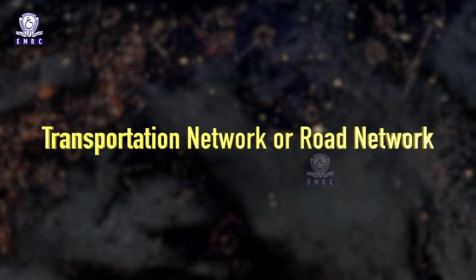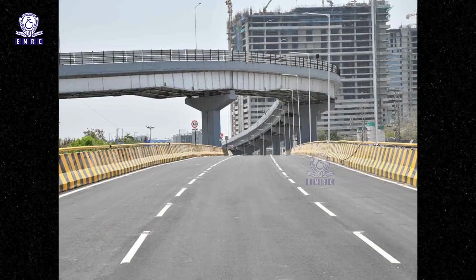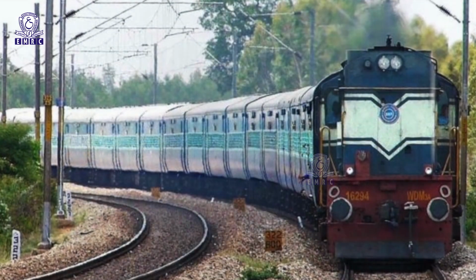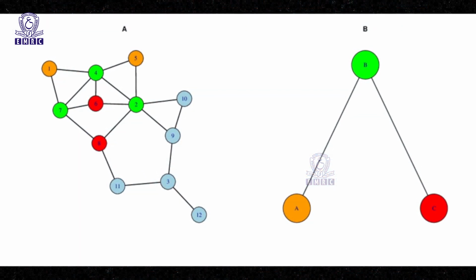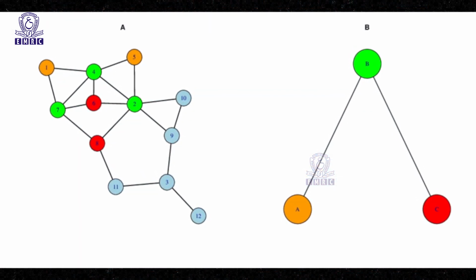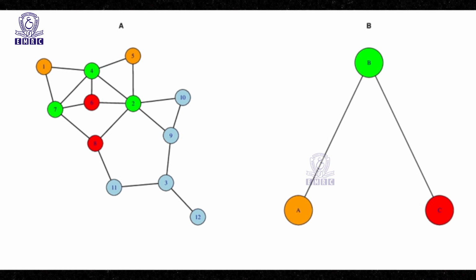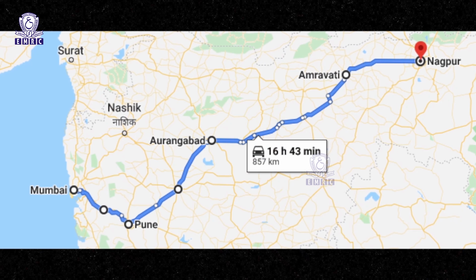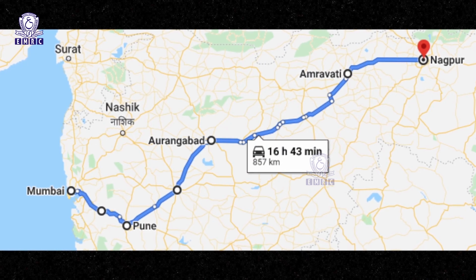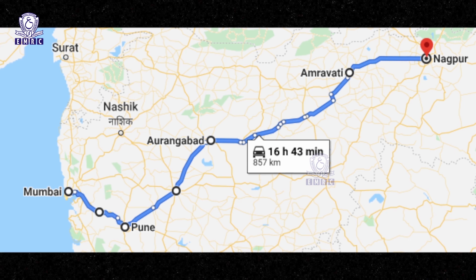Transportation network or road network. It includes roads, railway lines and flight paths. It is generally an undirected network, although the edge on a network may have a direction assigned to it. The transportation route, the direction, speed and destination of the travel can be decided by the person.